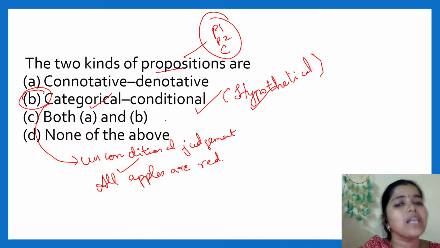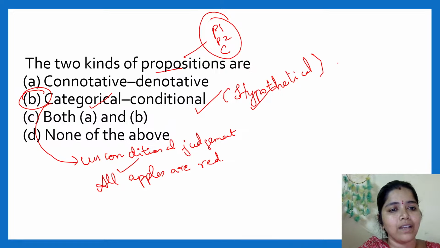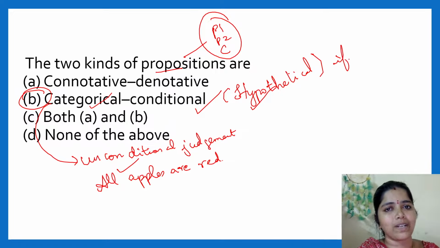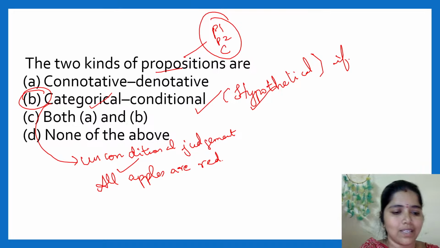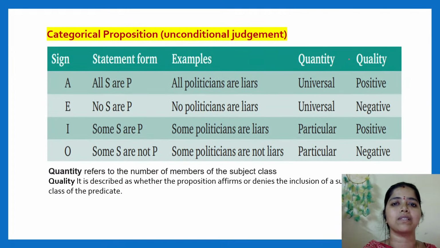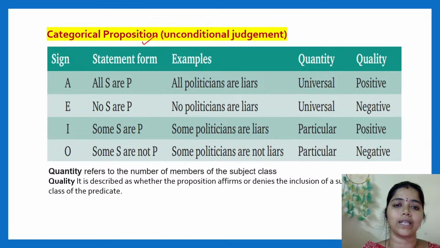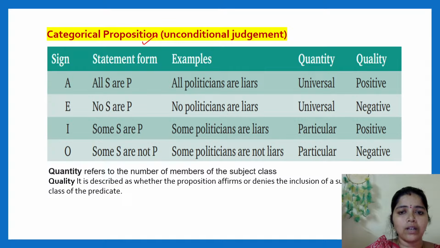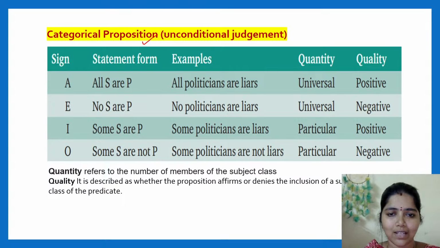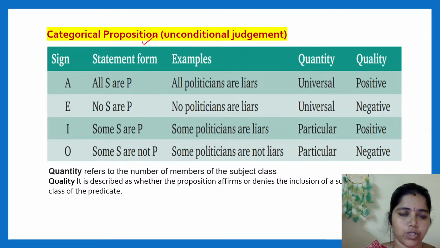But when I say conditional, there is an if-then. If my dress gets wet, I have to change my dress. Clear? So this is called a categorical proposition, which is an unconditional judgment. In the upcoming topics, we will be talking about it. Very, very important. Note down this picture. If you understand this basic concept, you will not make any mistake in the square of opposition also.